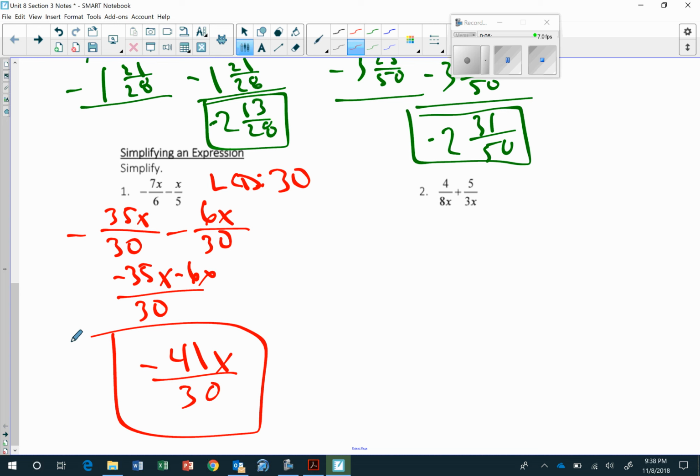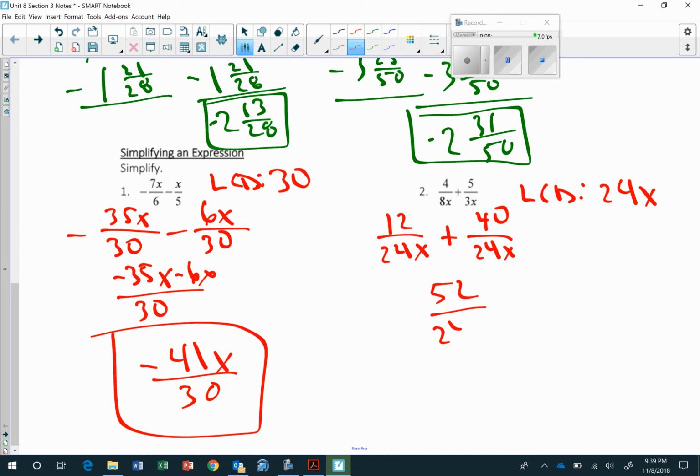All right, looking at the next example, we have 4 over 8x plus 5 over 3x. My least common denominator is going to be 24x. Again, if you have any problems finding least common denominators, ask your teacher for help. So I'm going to rewrite these. 24x is the denominator. 8x times 3 is 24x, so I do 4 times 3, which is 12. 3x times 8 is 24x. 5 times 8 is 40. So I'll get 52 over 24x.